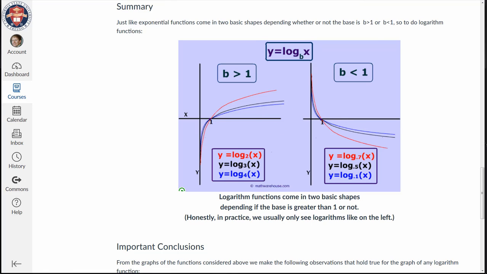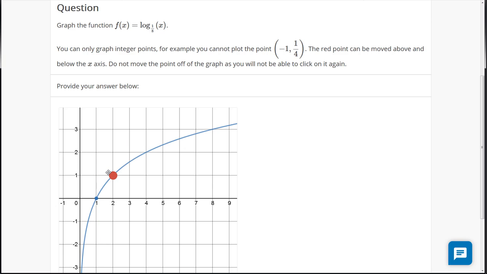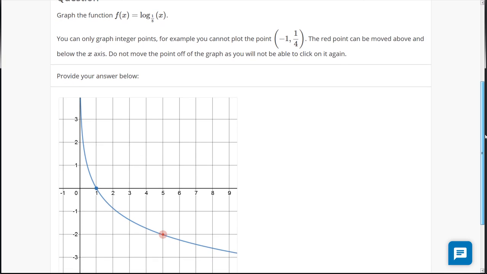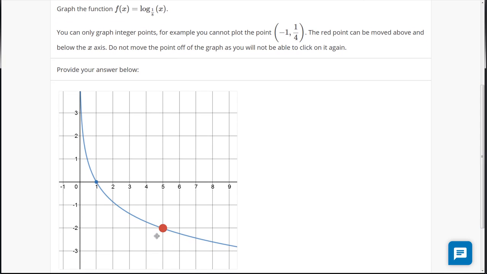Okay, so back to the problem. Our problem has the base being 1/8, so we know the graph is going to look like the one on the right. So I know that I need to drag this dot somewhere into the fourth quadrant here. But where in the fourth quadrant am I going to put it? That's the question.